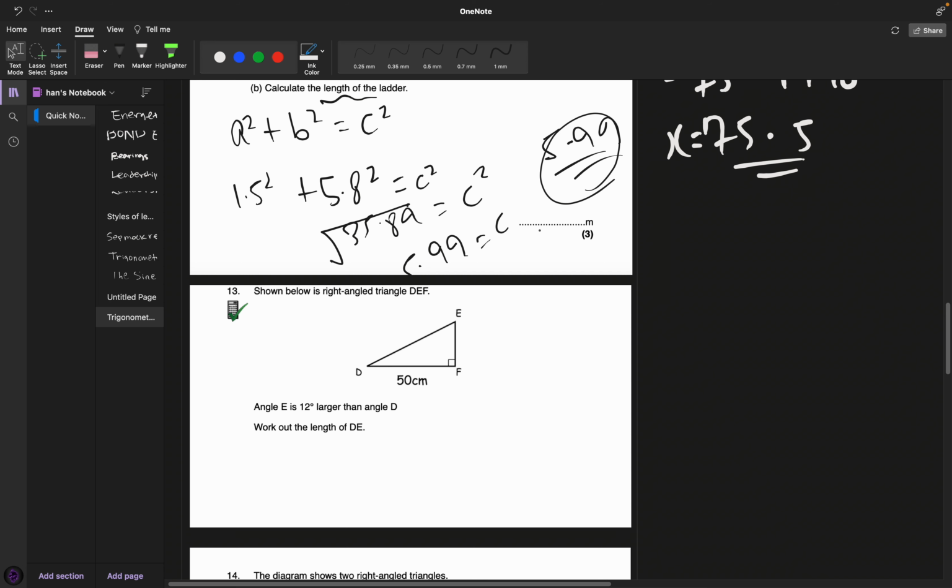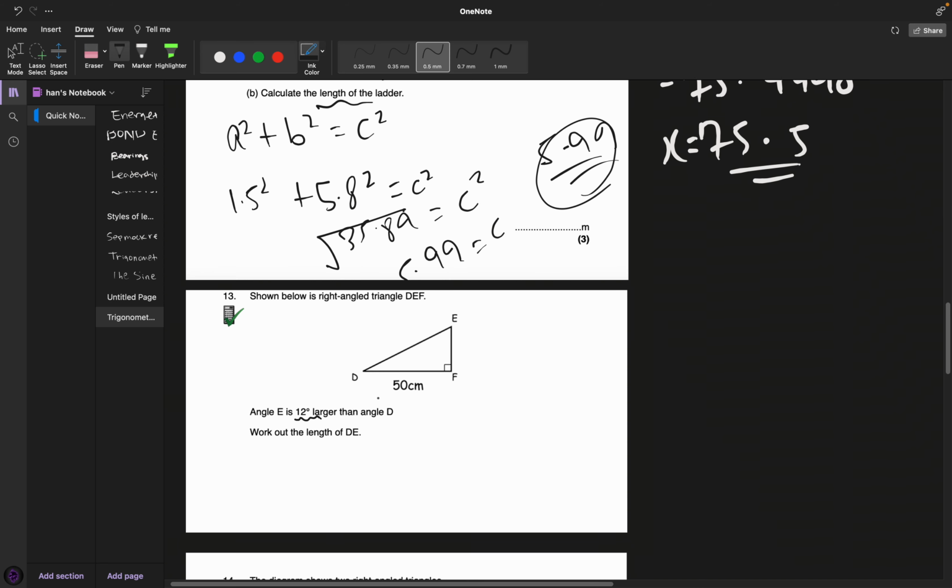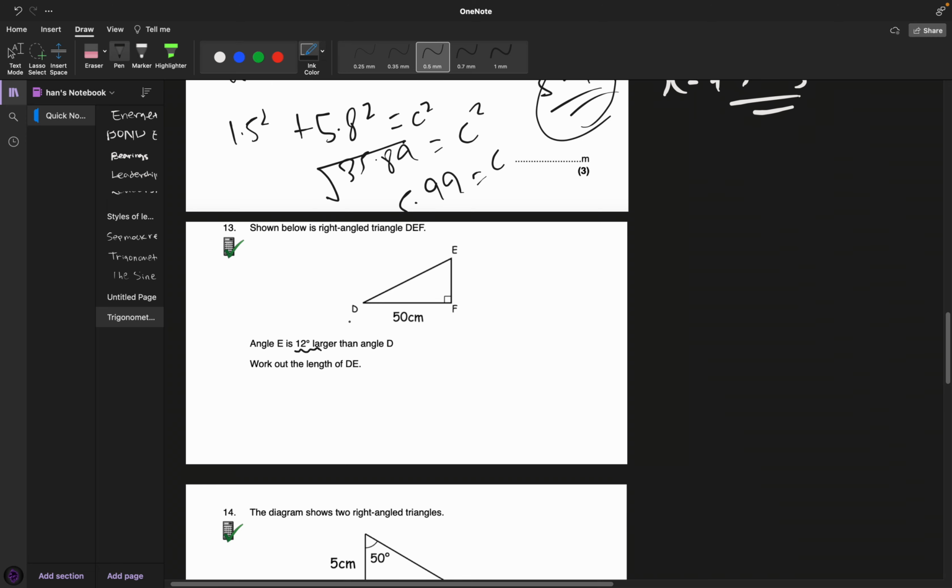All right, shown below is a right angled triangle DEF. Angle E is 12 degrees larger than angle D. Another problem-solving question we have. Okay, so first of all, we have the 90 degrees here. So angle D plus angle E is going to equal 90 degrees, right? Because we already have 90 and triangles add up to 180. So these 2 angles are going to have to equal 90 degrees.